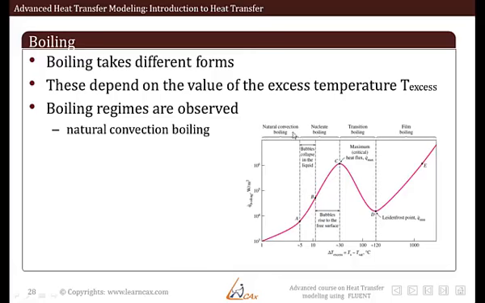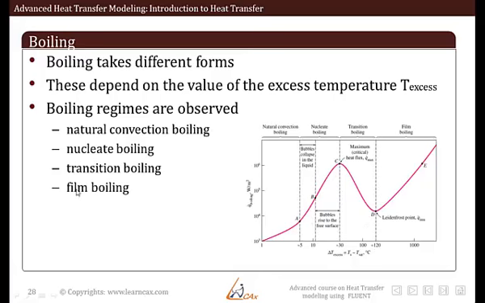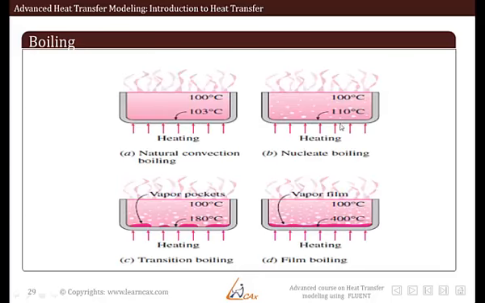The first is natural convection boiling, which is observed at a lower T excess or delta T excess. As the delta T excess increases, we observe nucleate boiling. After that, we observe transition boiling at higher delta T excess. Delta T excess is basically the temperature difference between the surface temperature and the saturation temperature. And then we observe film boiling at the highest delta T excess points. So now we will discuss these in detail.